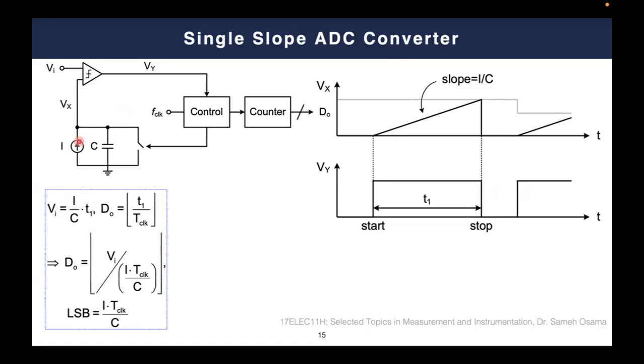So the main drawback, of course, the single slope is a very simple ADC conversion process, but the main drawback is related to its dependency on the electronic elements in the circuit.